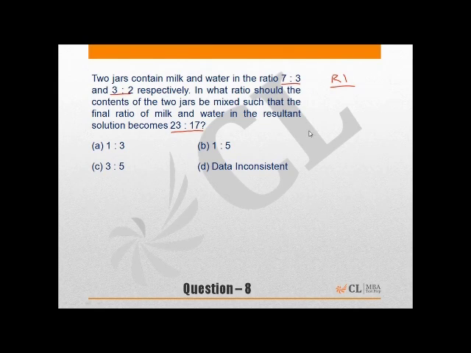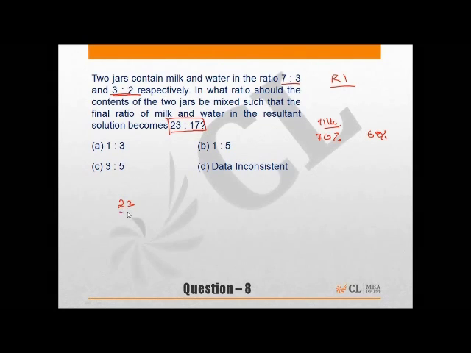So the first jar has milk and water in the ratio of 7:3. That means out of 10 it is 7 milk, or 70% milk. So the first jar has 70% milk. Second jar, 3 out of 5. So 3:2 means 3 out of 5, 3 upon 3 plus 2, 60% milk. Okay. So the first jar has 70% milk, the second jar has 60% milk. What is the resultant mixture that we need? 23:17, or 23 upon 40.